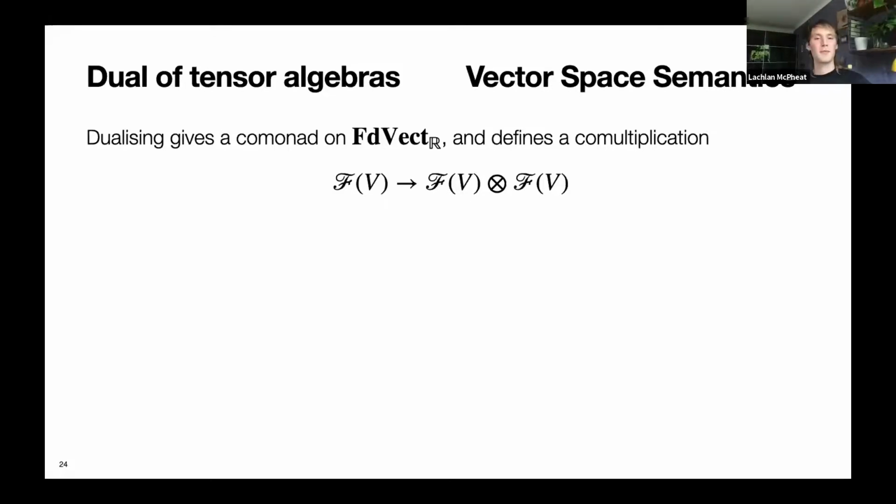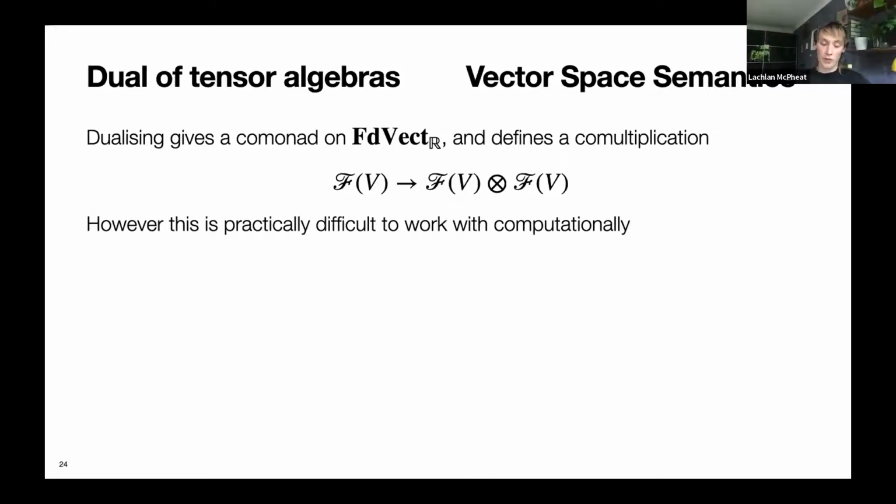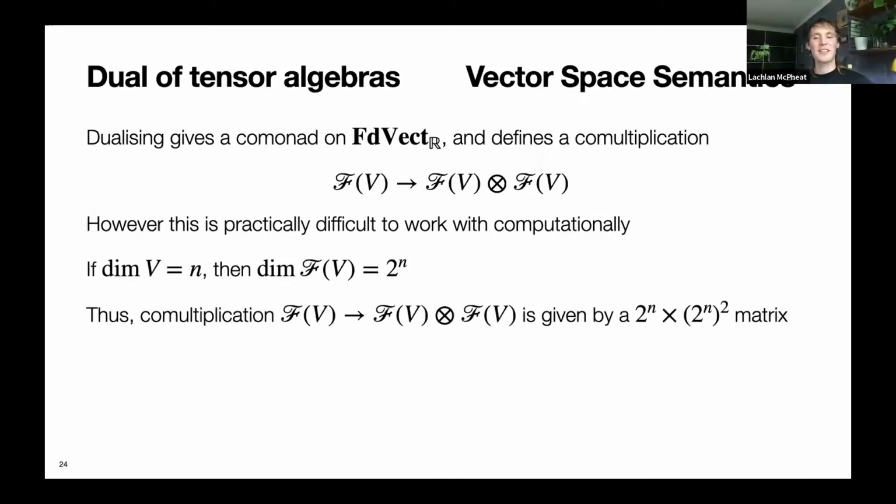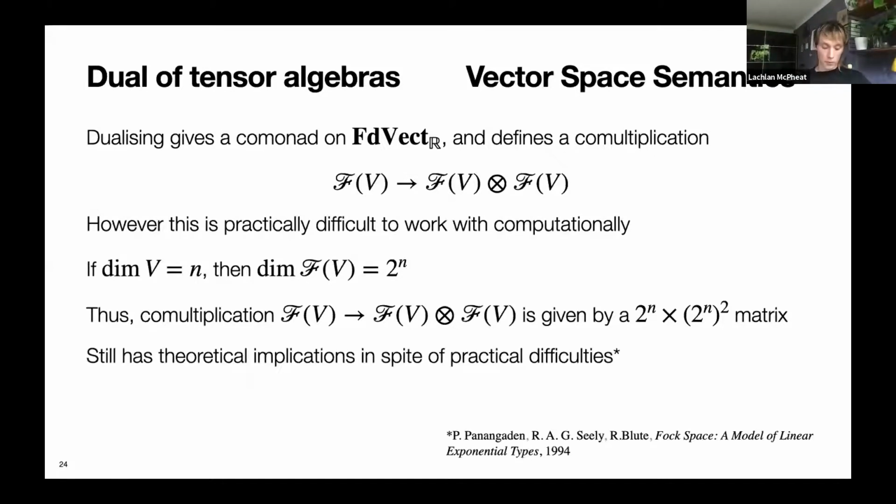But there are problems with this model, with this coalgebra modality, because of computational constraints. Simply said, if V is n-dimensional, then f of V is 2 to the n-dimensional, making the co-multiplication matrix 2 to the n by 2 to the n squared, which is not tractable for us to work with right now because our n is in the hundreds. So it is practically very hard to work with, but it still has theoretical implications in spite of these difficulties.